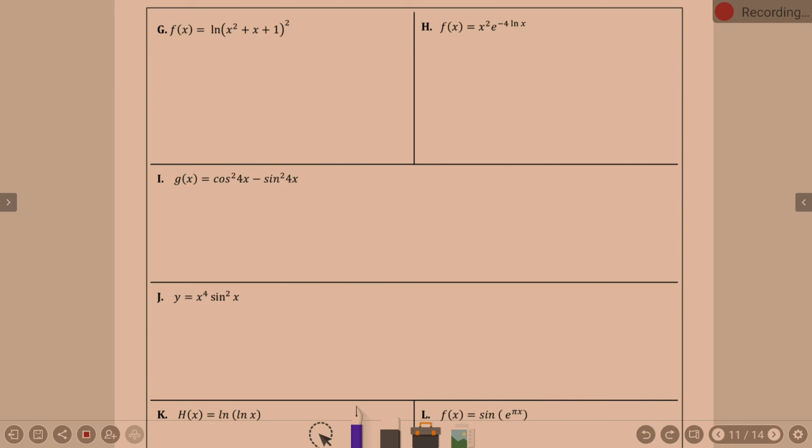Sidetracked. One option is the natural log raised to the power of 2. But the other option is a power on a log. Our log rules say how you can rewrite a power: you can put the 2 out front. So before we ever take the derivative, this will make it a little bit nicer: this is 2 times the natural log of x squared plus x plus 1.